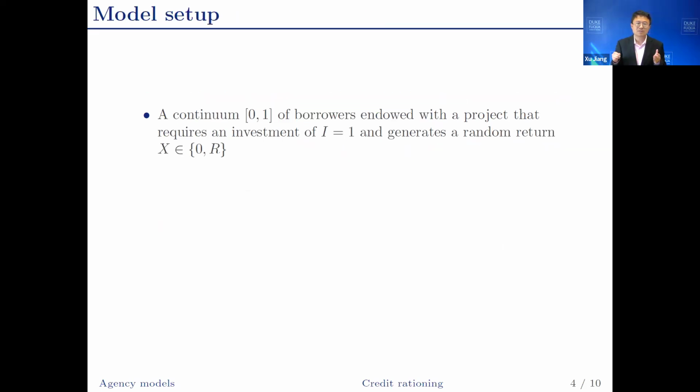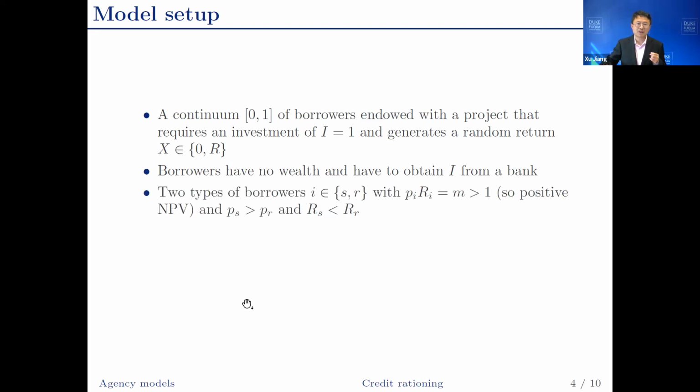There's a continuum of borrowers. Each borrower is endowed with a project. The project requires some investments upfront, normalized to 1. The project generates a random return x. When the project is successful, x equals r. When the project fails, x equals 0. And the magnitude of r depends on the type of the borrowers. The borrowers have no wealth, and so they have to obtain the financing from a bank.